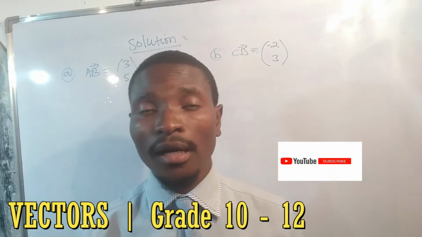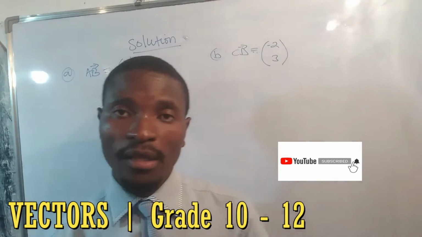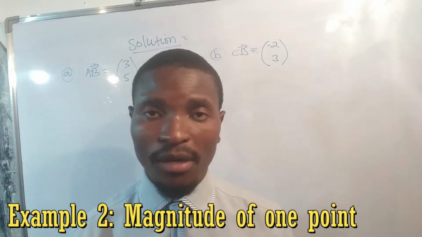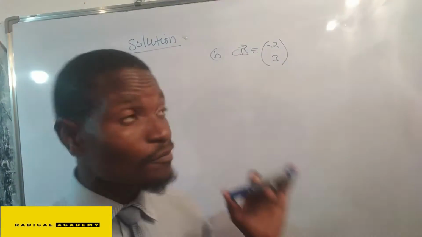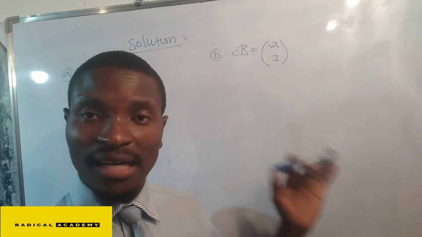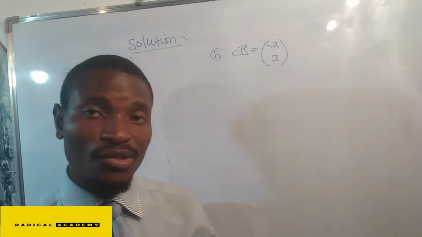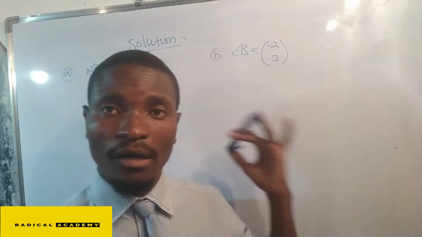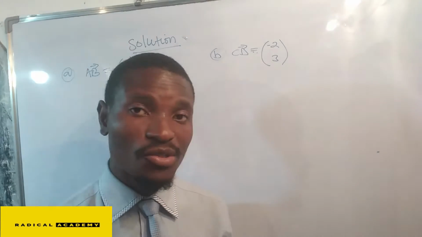Okay, so now welcome back. In this video we are going to solve the examples that I've talked about in terms of how we can solve the magnitude of the vector when you're given just one pair of the point. Okay, so now on the board I've got two examples.